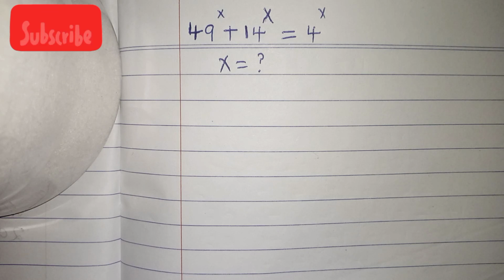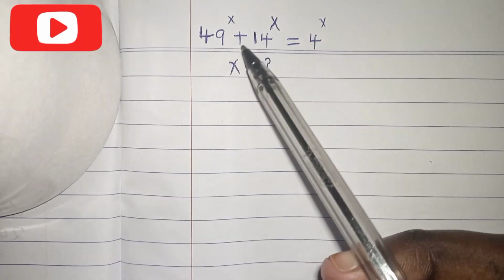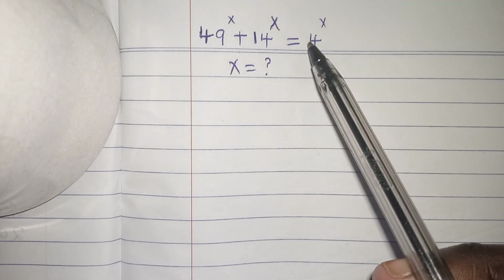So today I'm bringing you this nice exponential equation that I want us to solve for the value of x when given 49 to the power of x plus 14 to the power of x is equal to 4 to the power of x.